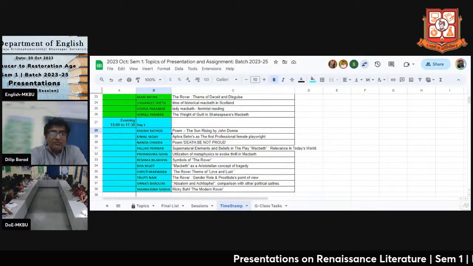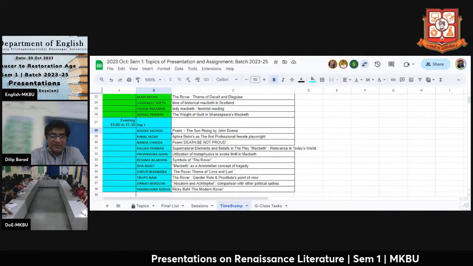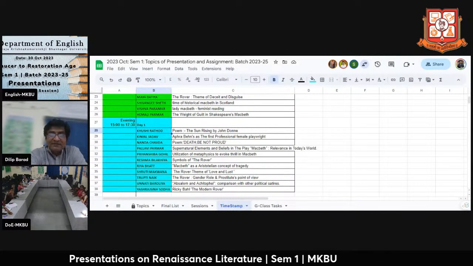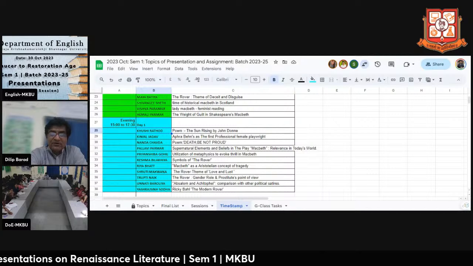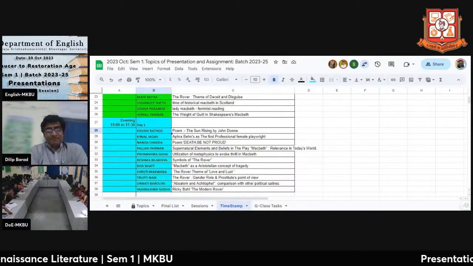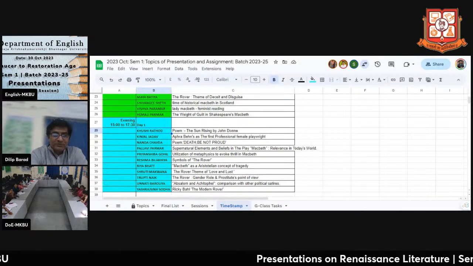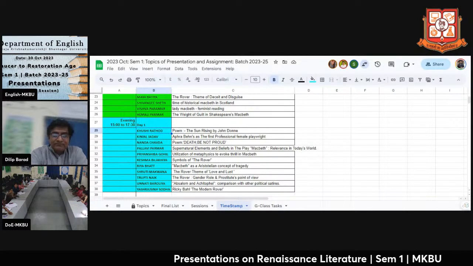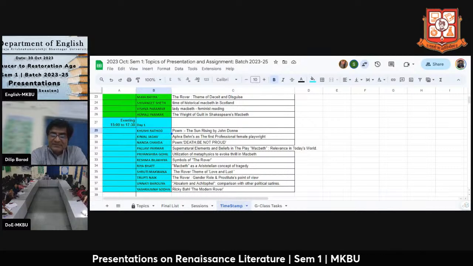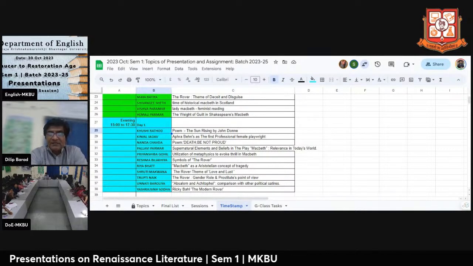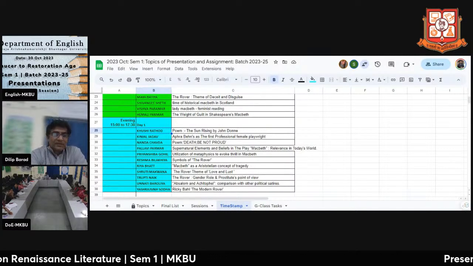Riya will read on Macbeth as an Aristotelian concept of tragedy. So the proper article should be utilized. Concept, C should be capital C. Tragedy, T should be capital.